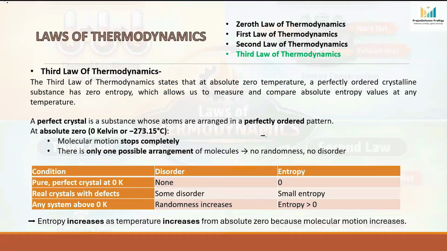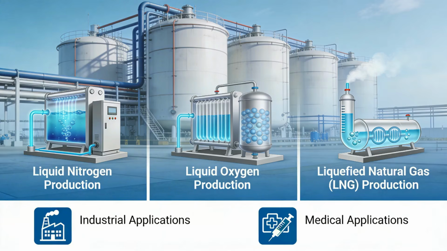If we talk about practical applications of the third law of thermodynamics, it is used to determine absolute entropy. Since we know the entropy of a perfect crystal at 0 Kelvin is 0, scientists use this as a reference point to calculate entropy values of substances at different temperatures. And these entropy values are very important in thermodynamic tables and chemical reaction calculations. The second application is in cryogenic engineering, which deals with extremely low temperatures. This is used in producing liquid nitrogen, liquid oxygen, and liquefied natural gas, which are widely used in industry and medicine.